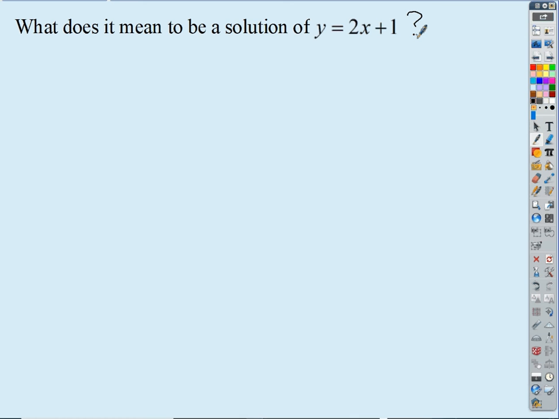I mean, that might be involved in it, sure. Output's part of it. But what would a solution of this equation even look like, I guess? Well, okay, the solution is related to the line. That's true. In fact, let's graph the line, and let's go from there. That might be helpful to look at the line.